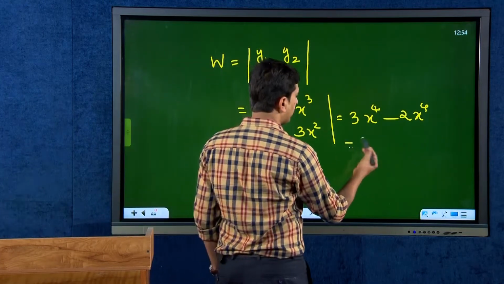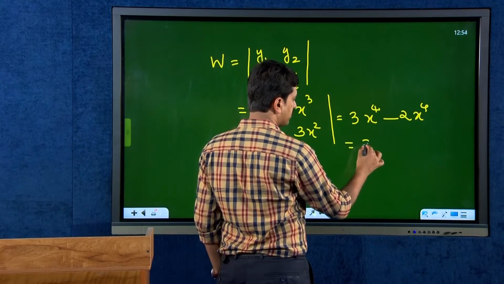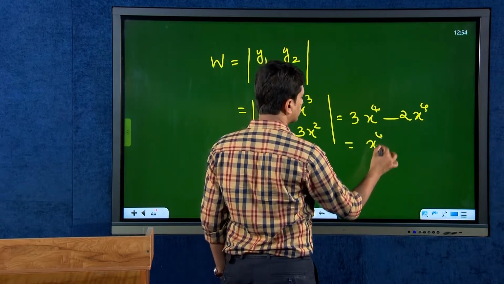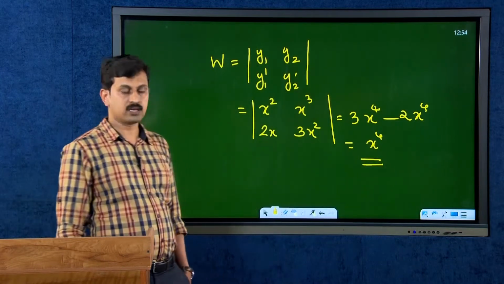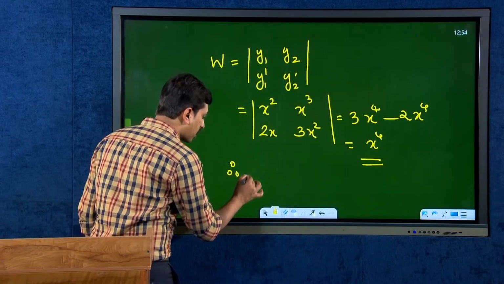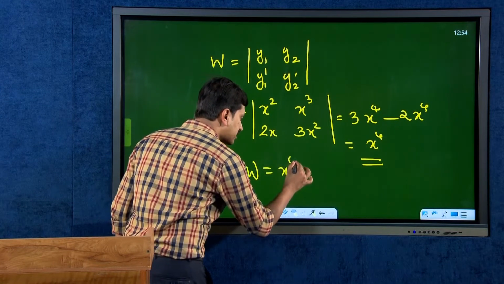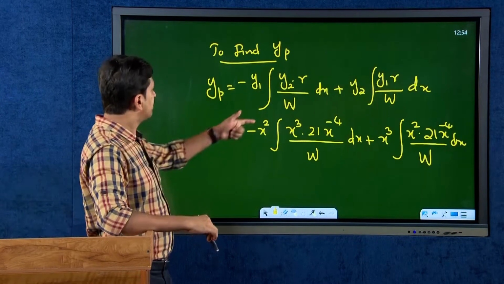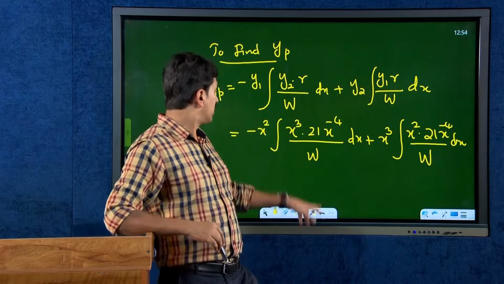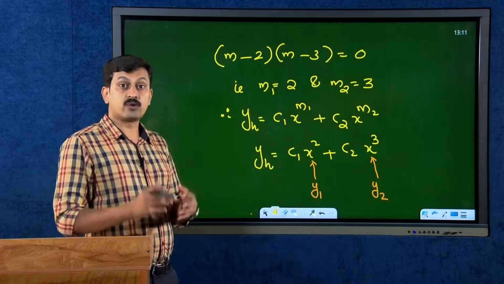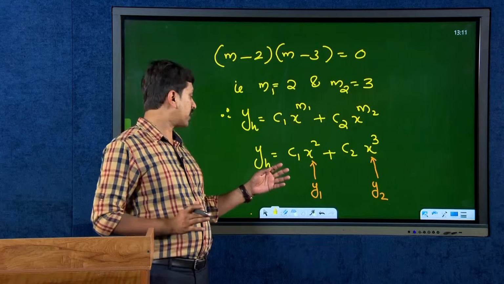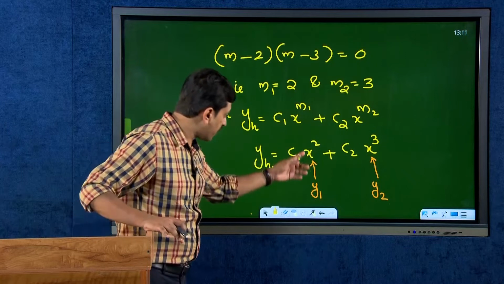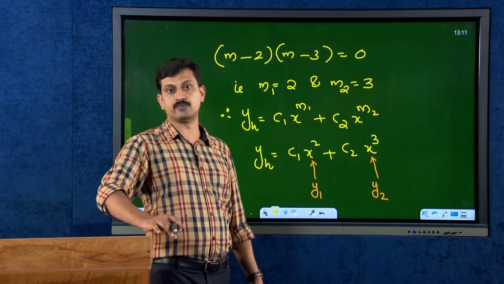So, we found the value is 3x raised to 4 minus 2x raised to 4, which is actually x raised to 4. Therefore, the Wronskian is x raised to 4, which we can apply here. We found the solution of the homogeneous part as YH is equal to C1 x square plus C2 x cube, where y1 is x square and y2 is x cube.